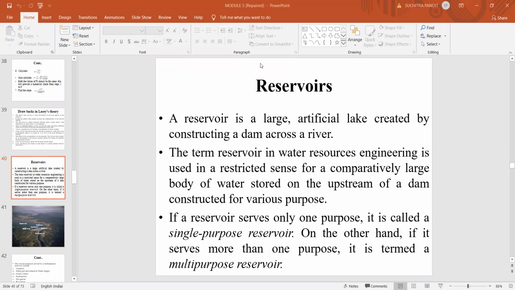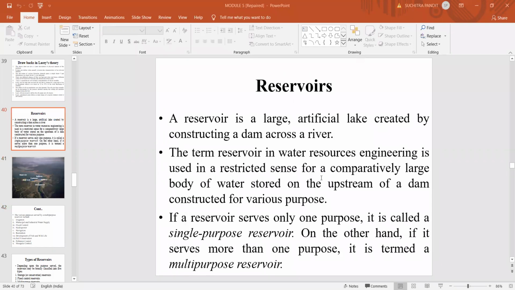A reservoir is a large artificial lake created by constructing a barrage or a dam across a river. And the term reservoir in water resource engineering is used in a restricted sense for a comparatively large body of water stored on the upstream side of a dam constructed for various purposes. So the purpose of constructing a reservoir is to cater water for different purposes. If a reservoir serves only one purpose, then such a reservoir is called a single purpose reservoir. On the other hand, if it serves more than one purpose, it is a multi-purpose reservoir. These are definitions you already know.